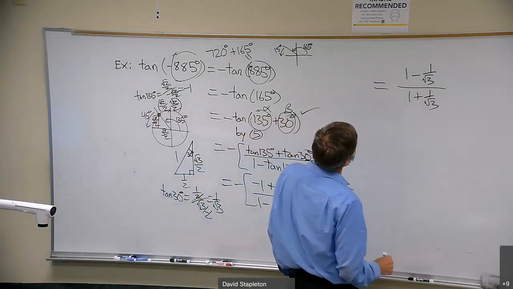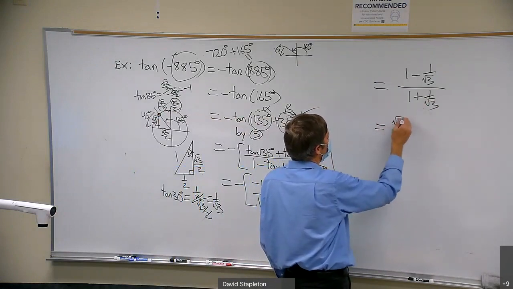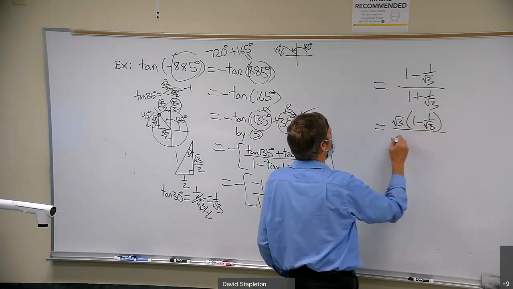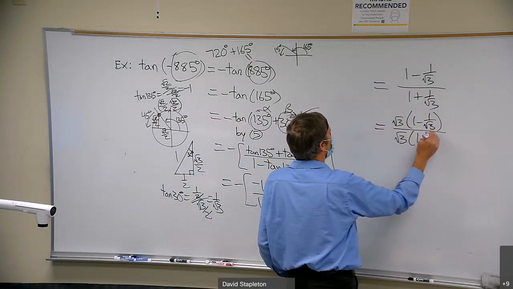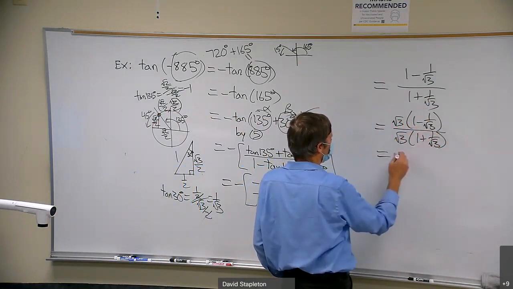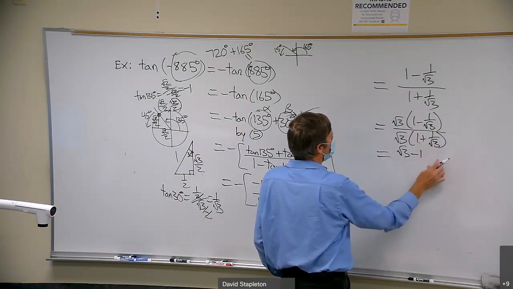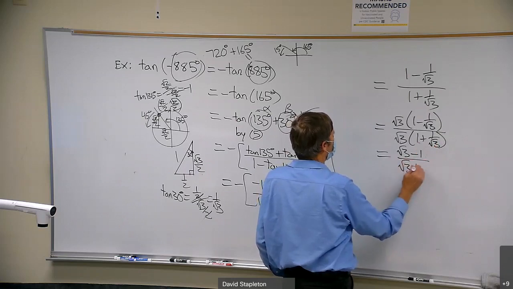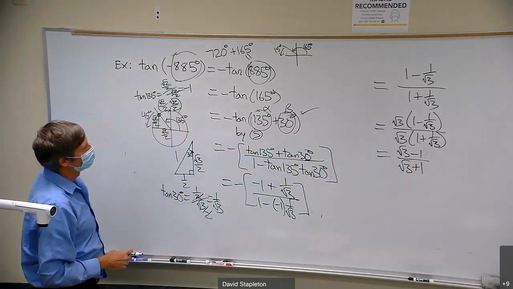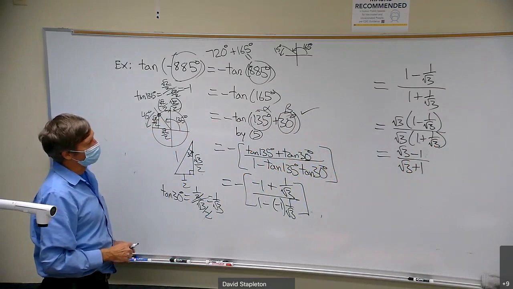Now I've got compound quotients. There's multiple things I can do here. I would like to get rid of those compound quotients, so I'll multiply top and bottom by √3. And get √3 minus 1 over √3 plus 1. And it's still not simplified. Why is that not simplified?